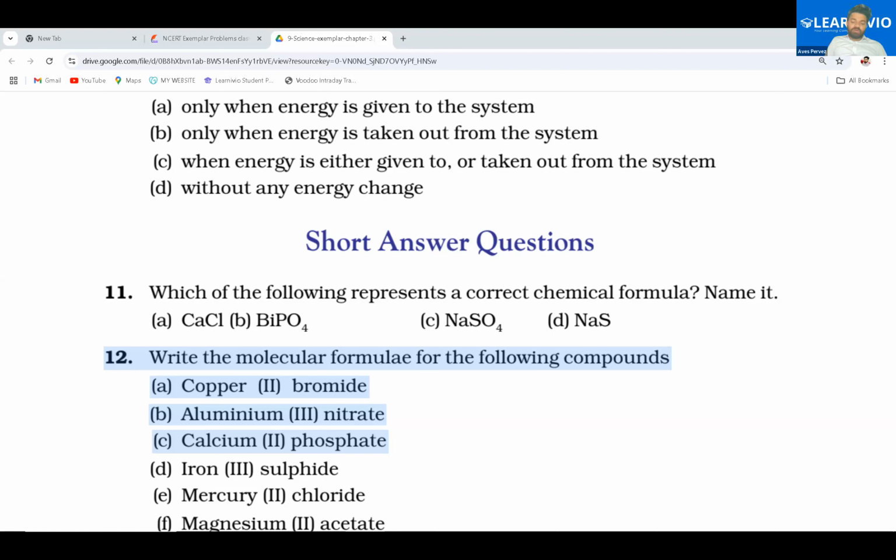What is the correct answer? NaSO4, calcium chloride. It is asking which of the following is the correct formula. Option C, NaSO4. NaSO4 is correct. What is the formula for the sulfate ion? No. What is the formula for sulfate ion?